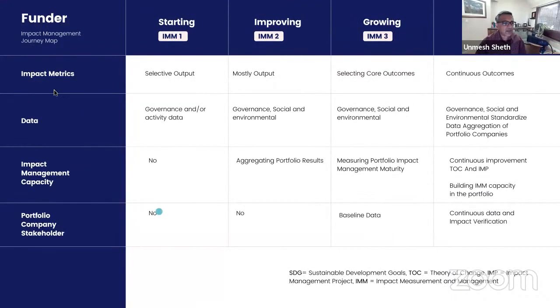And so even enterprises can have their own classification based on their level of maturity in impact metrics, their level of data governance and culture, and their impact management capacity and maturity. We have seen some of them here, but many of them are still here. So how do we really move the needle? That's really the fundamental question.